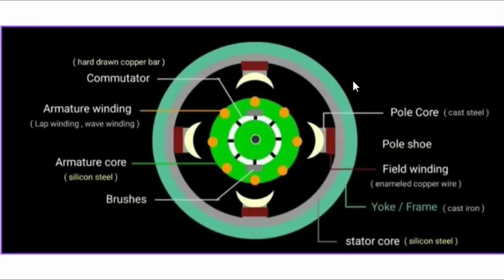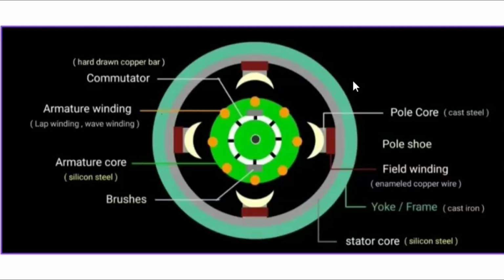So the stationary part of the DC generator is called as the stator. This outer portion is known as the frame or yoke that plays an important role in the DC generator. It provides mechanical strength and it protects from any mechanical damage. Now the frame provides the support to the pole core and it provides low reluctance path for the magnetic flux.